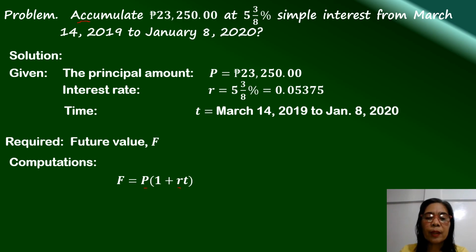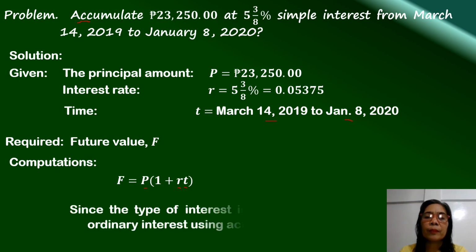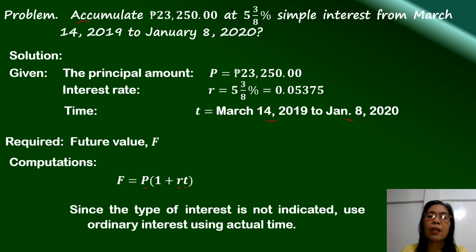Now in the formula, T should be given in terms of years. But since in the given, we're given in here dates, what we can solve will be the time expressed in terms of days. So we can solve for the number of days from March 14 to January 8. Now, if the time is given in terms of days, there are two possible types of interest that you can solve. We have the ordinary simple interest or the exact simple interest. But since the type of interest is not indicated in the problem, then we have to use the banker's rule, that is, we solve for the ordinary interest using the actual time.